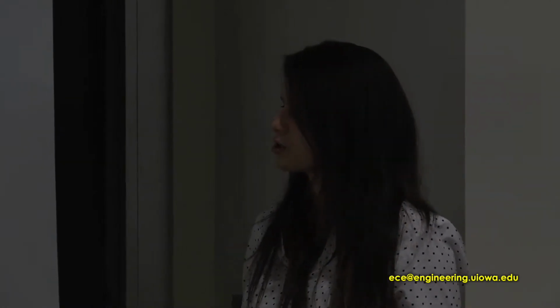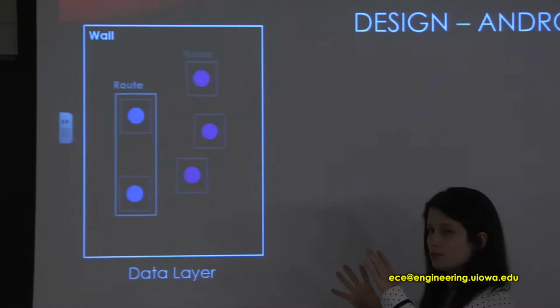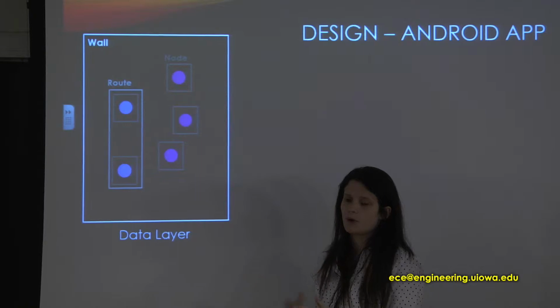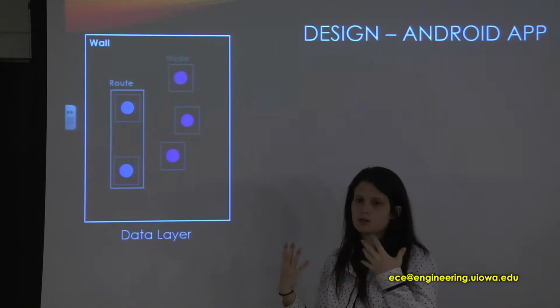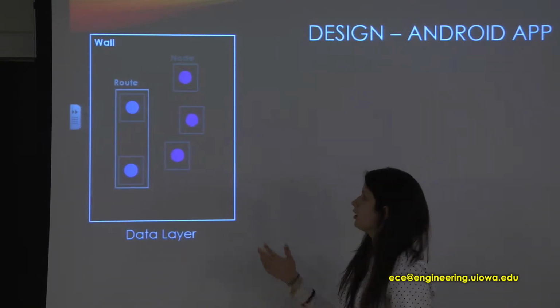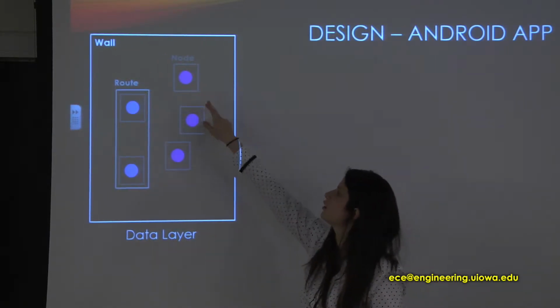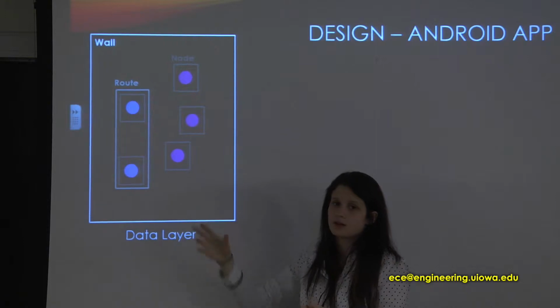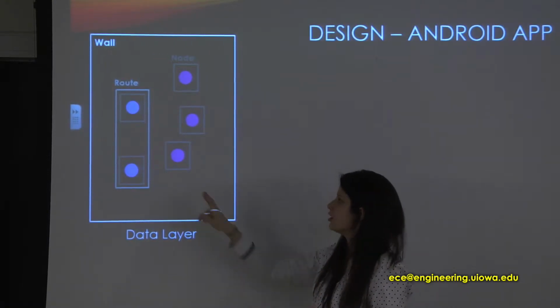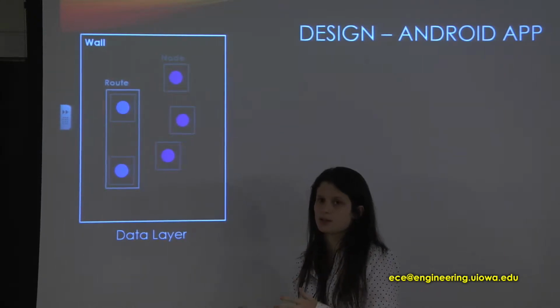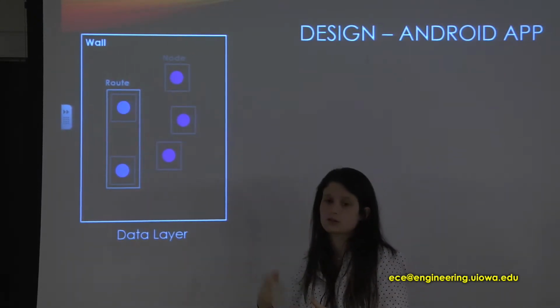So to go more into the specifics of the Android app, this is our class organization when it comes to the wall structure. So the bigger square, the white one, the wall, is a static class. There's just one wall, you can only create one wall. This wall class has a name, it contains nodes, and it contains routes that also must contain nodes. So each of these fields are a separate class by themselves. So wall contains routes, and routes contains nodes.